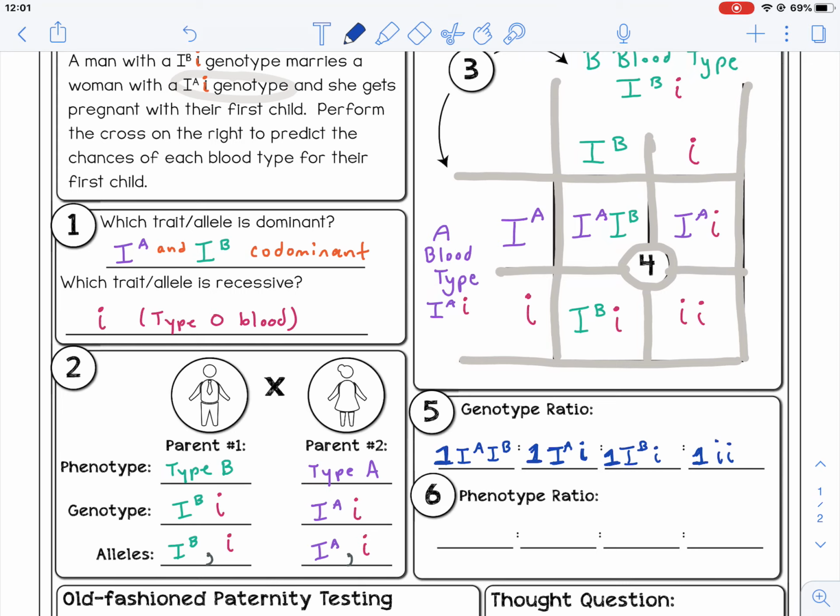So if this man who was IB little i has a child with the woman who is IA little i, then they have a 25% chance of having a child with AB blood type. They have a 25% chance of having a child with type A blood type. They have a 25% chance of having a child with type B blood type. And they have a 25% chance of having a child with type O blood type.